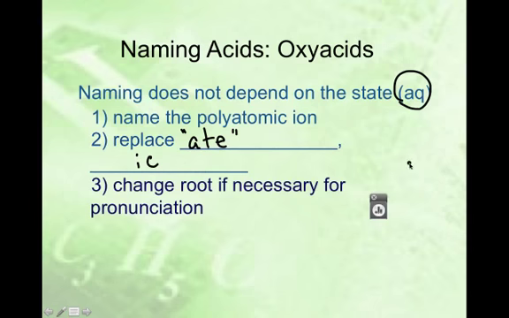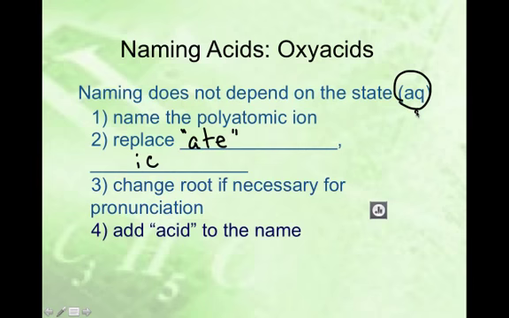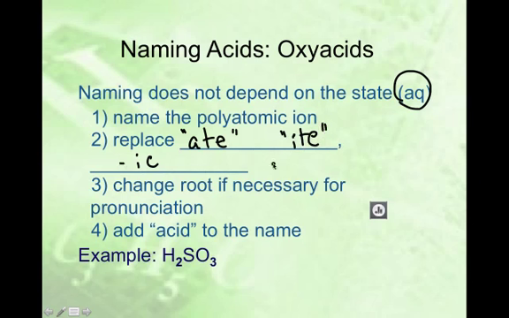And change the root if you need to for pronunciation's sake. Then we add acid to the end of the name. I think we're missing something. We change ates to ics. What if I have something that says ite? Right. What would we change that ending to? Would that be ous? Uh-huh. Sulfurous. Right.